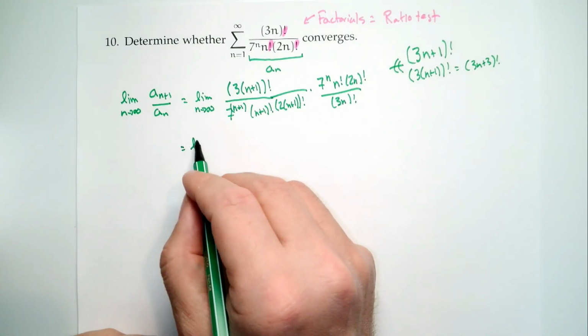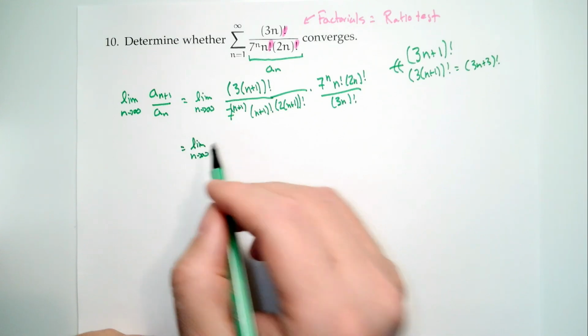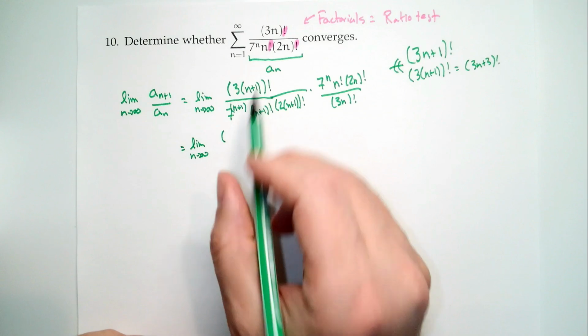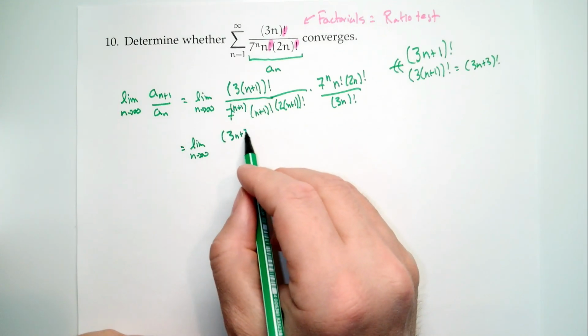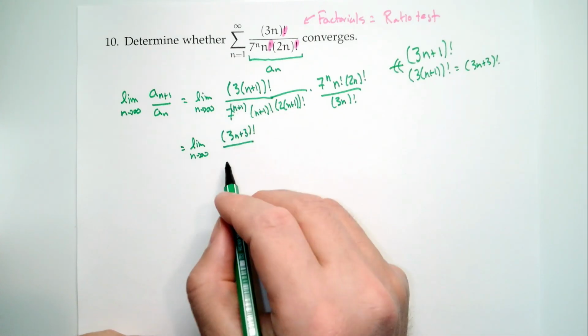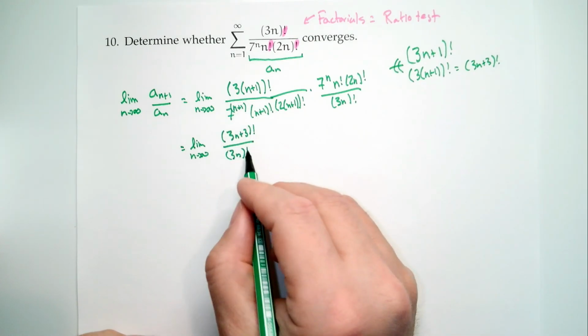So this is our limit, n goes to infinity. And we're just going to clean up a little bit. So again, multiply through. So (3n+3) factorial, and I'm going to put underneath what corresponds. So there's a (3n) factorial.